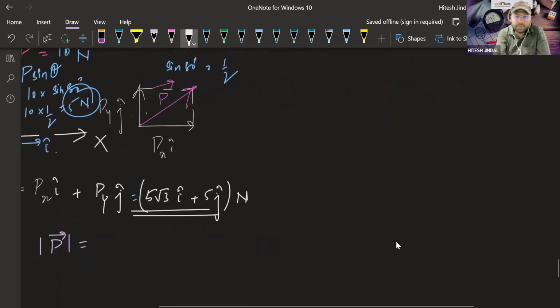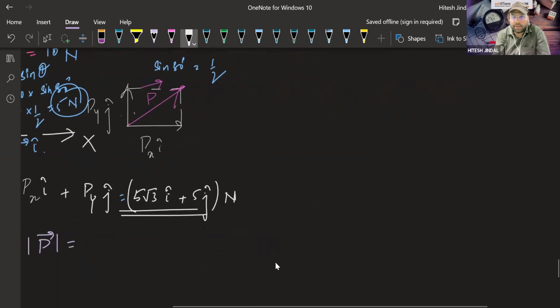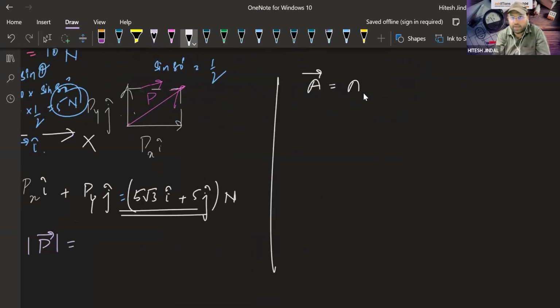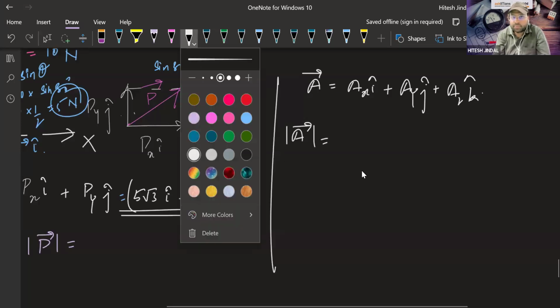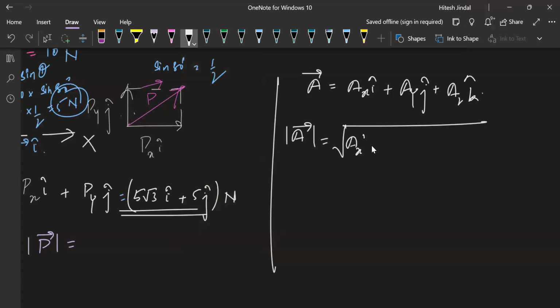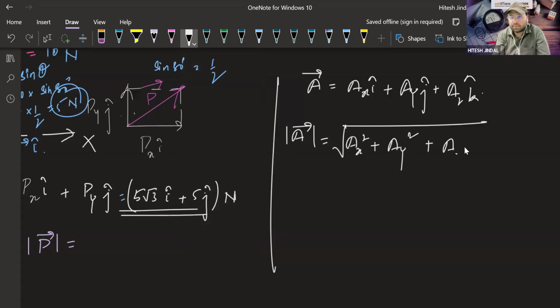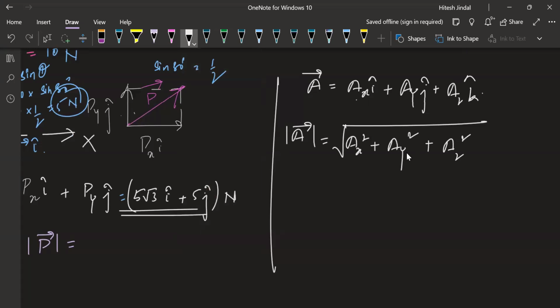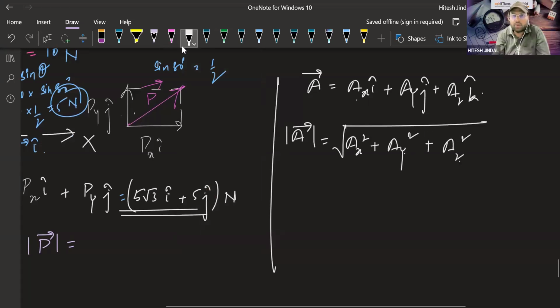We have learned that if I have a vector like this, vector a is equal to ax i cap plus ay j cap plus az k cap, right? Then what is the magnitude of it? Maybe we have learned this in our offline sessions. Tell me, what is the magnitude? Under root of ax square plus ay square plus az square, right?